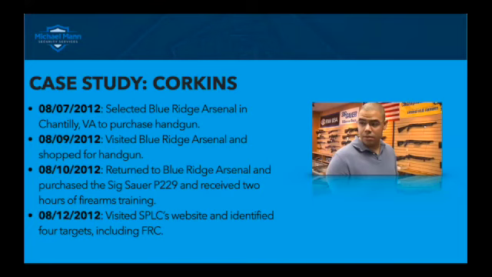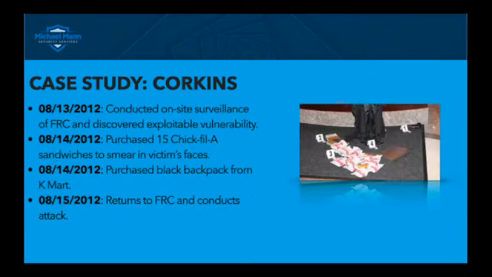So after doing that, and I guess just being really happy that he can fire the pistol, on the 12th of August, he goes to the Southern Poverty Law Center's website and he identifies four targets, including FRC. FRC is the main target, primary target, and then has three secondary targets. Okay. On the 13th of August, he actually goes to FRC and does a little bit of hostile surveillance.